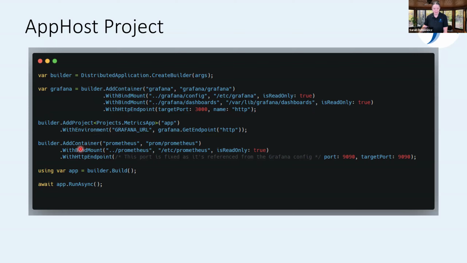The Prometheus container also has a bind and also has a port, and it is called out specifically in the comments that it's referenced in the Grafana config. So if you change this, know that this might break your demo, because you don't have the Grafana config as part of this part. So the app host project, think of that, that's the orchestration.